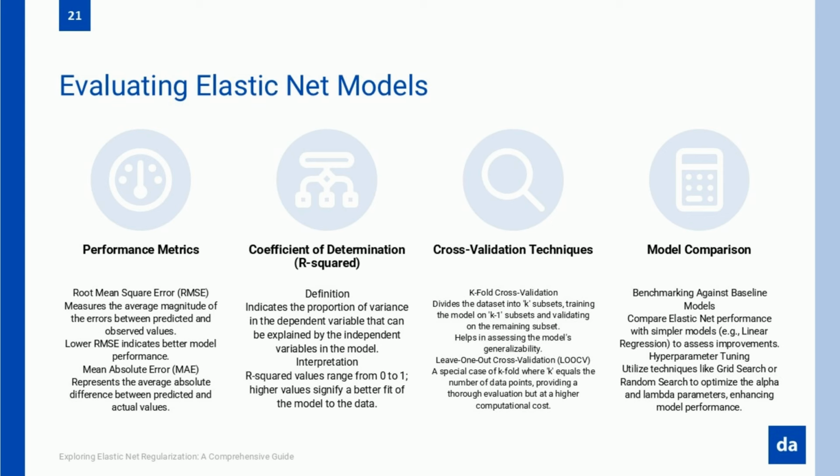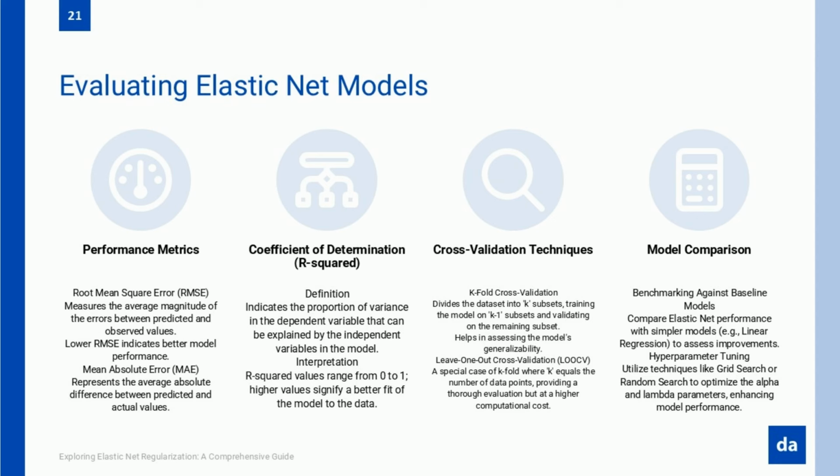The first and most common metric is mean squared error, MSE. This tells us how far off our predictions are on average. The lower the MSE, the better our model is at minimizing errors. But MSE alone doesn't tell the whole story. A low MSE on training data, but a high MSE on test data means the model is overfitting, learning noise instead of true patterns. That's where cross-validation comes in.